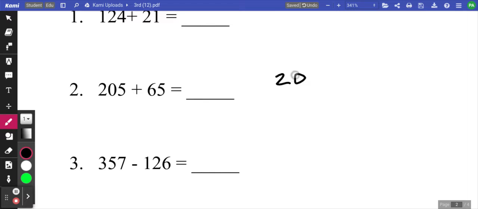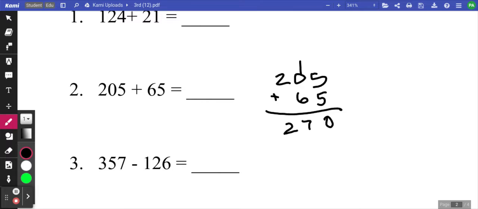So we're going to align it, and so 5 plus 5 is 10, and then we're going to carry the 1 from the 10, and then you're going to do 1 plus 0 plus 6, which is 7, and whatever is left, which is 2 from the 100. So your answer is 270.